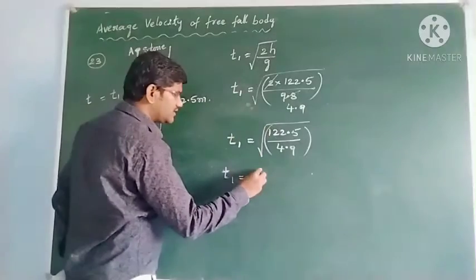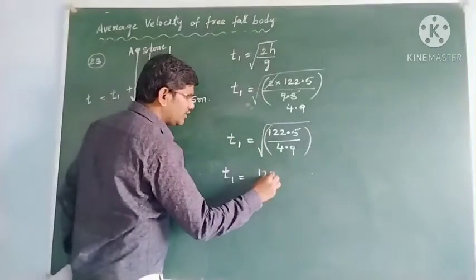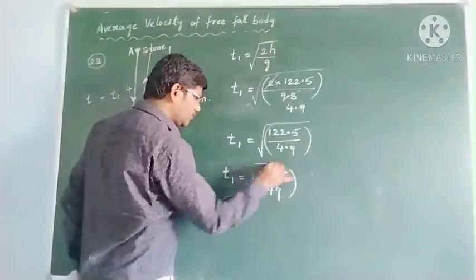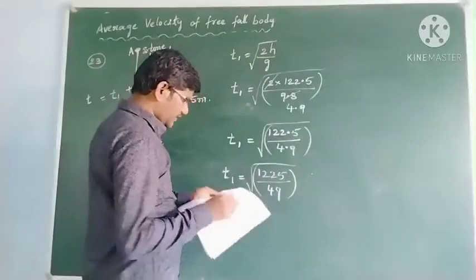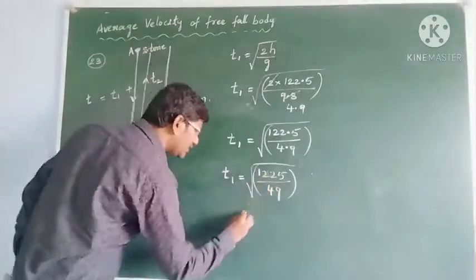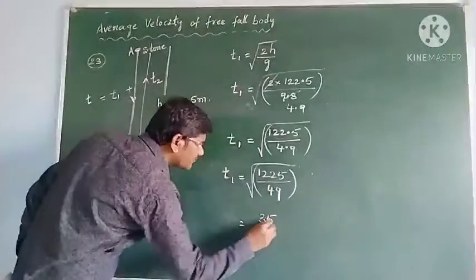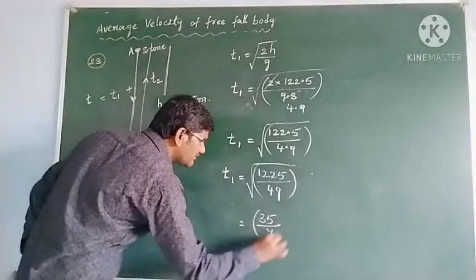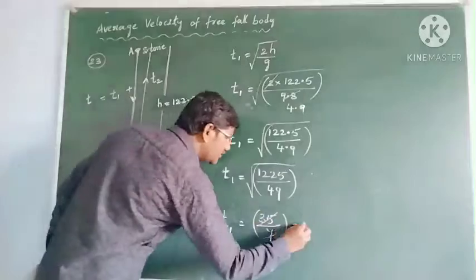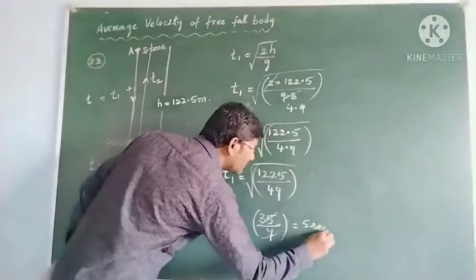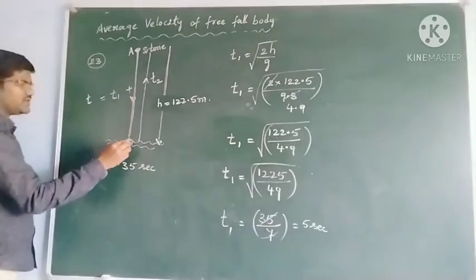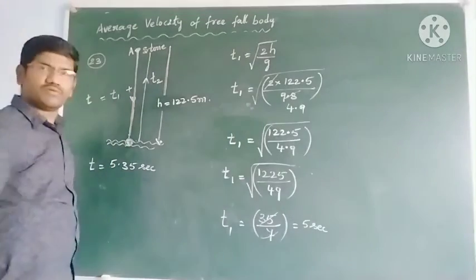If you multiply with 10, it will become 1225 by 49 and whole root. The perfect root of 1225 is 35, and the root of 49 is 7. Then for t1 you will get 7 5s, that is 5 seconds, the time taken to reach the surface of the water. Okay, we are getting t1 as 5 seconds.